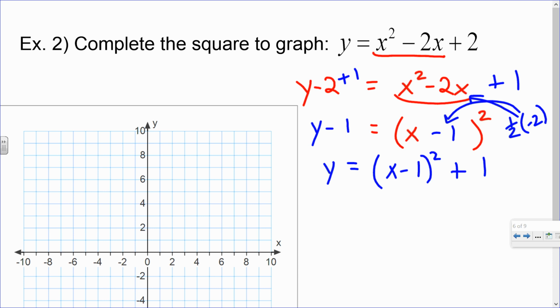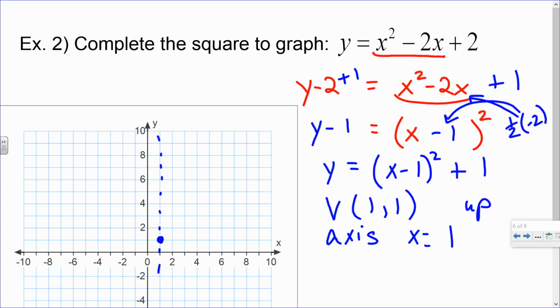So, Avery, what will my vertex be? Opposite of what's inside the parentheses, same as what's on the outside. So 1, 1 is the vertex. Everybody, does it open up or down? It's going to open up. Axis is going to be x equals 1. So I'm going to have one that's going like this. That is opening up. Let's get the y-intercept.